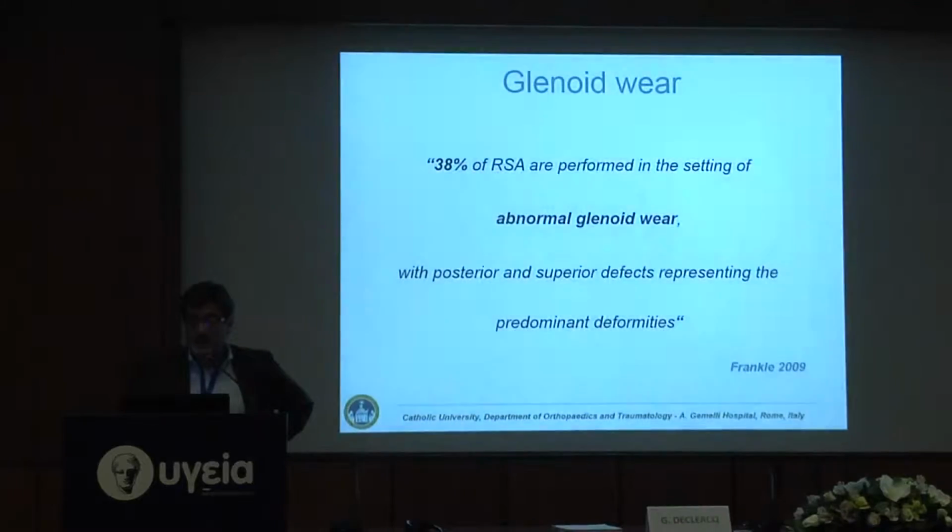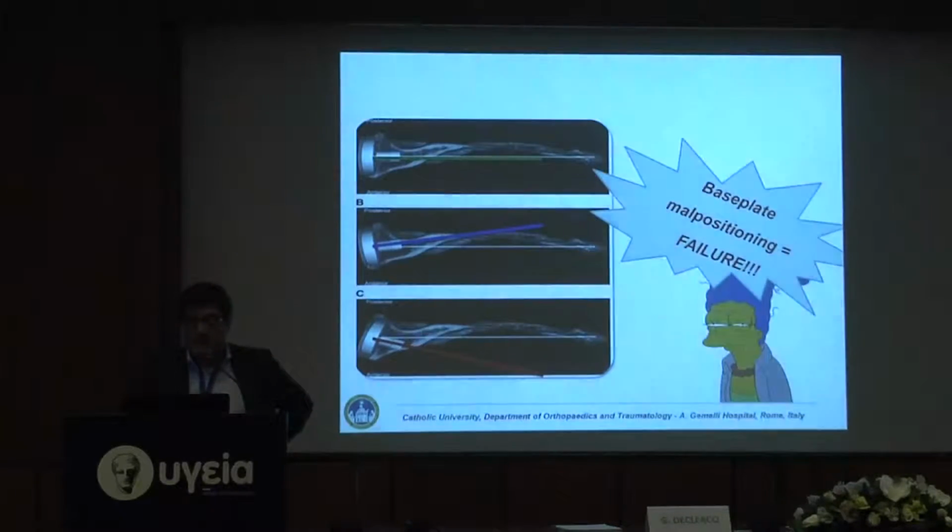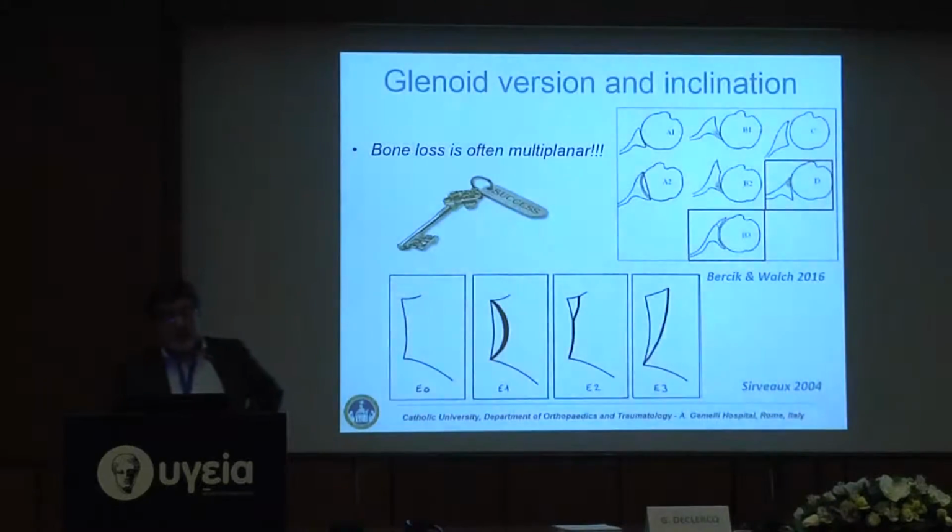As you can see, as stated by Franco, 38% of reverse shoulder arthroplasties are performed in the setting of abnormal glenoid wear. So this is a frequent condition when we perform a reverse total shoulder replacement. Basically, posterior and superior defects represent the typical deformities. And when the base plate is malpositioned, we have a high risk of failure, it is a disaster for a reverse total shoulder arthroplasty.